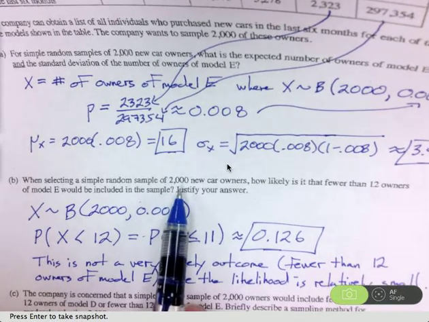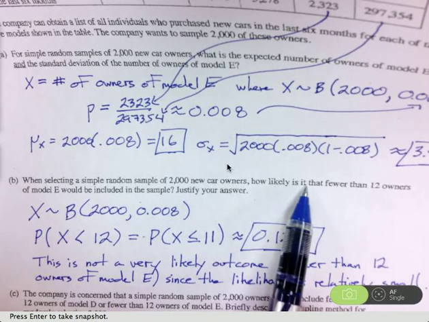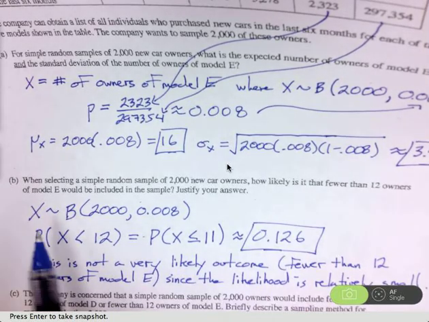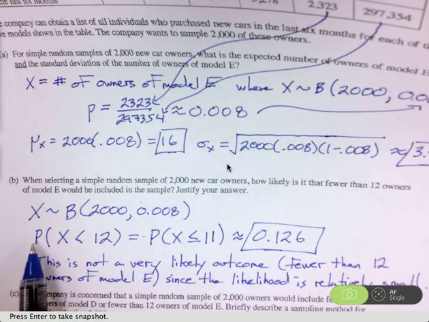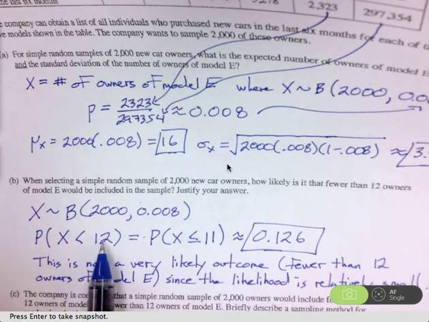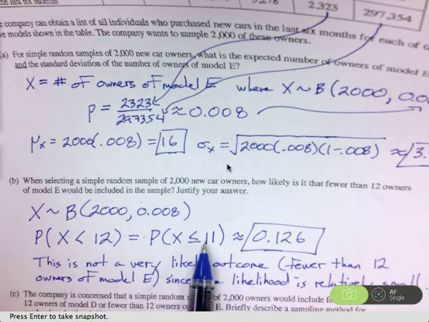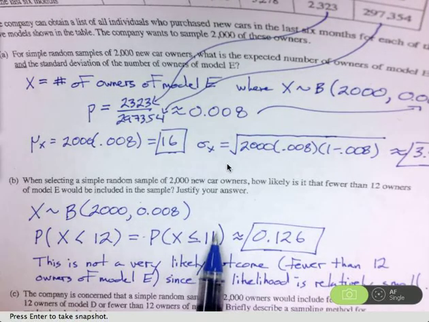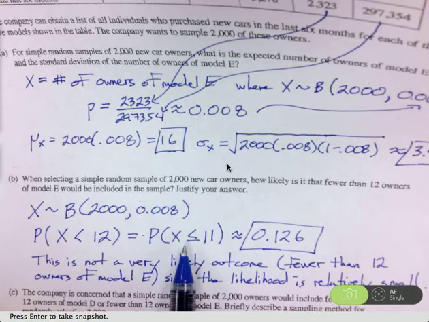Using that same model then in part B, if you are selecting a simple random sample of 2,000 car owners, how likely is it that fewer than 12 owners would be included in the sample? Again, we're using the same model as in part A, but this probability we want is that the count of owners of Model E is fewer than 12. That means we want to include all of the outcomes, 11 owners or 10 owners or 9 owners, all the way down to 0 owners. This is the actual probability that we want to calculate. This is the best way to describe the event.